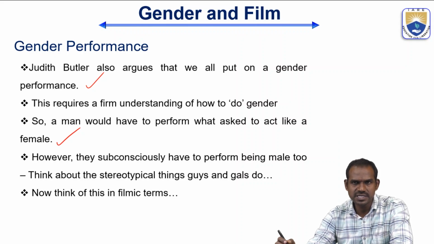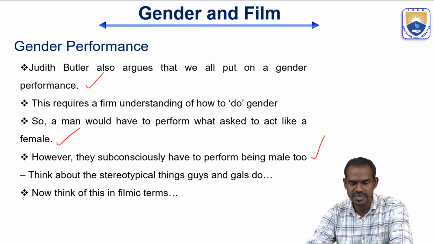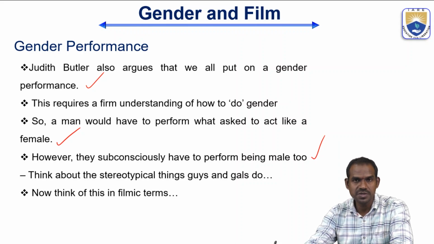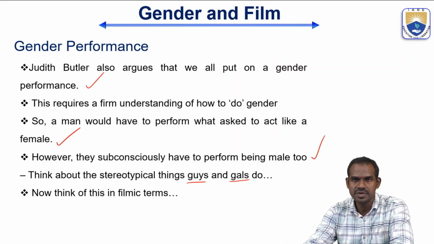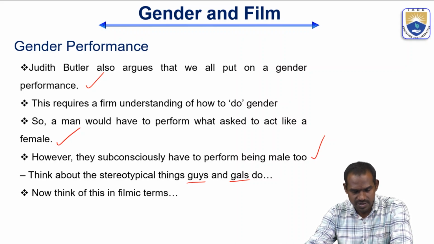However, they subconsciously have to perform being male too. Okay, female has to perform like a male and male has to perform like a female. Think about the stereotypical things guys and girls do. Guys means men, girls means women, or guys means male, girls means female. Okay, now think of this in filmic terms. So how will films work out this concept? The argument of Judith Butler. Okay, so that is what gender performance gives.